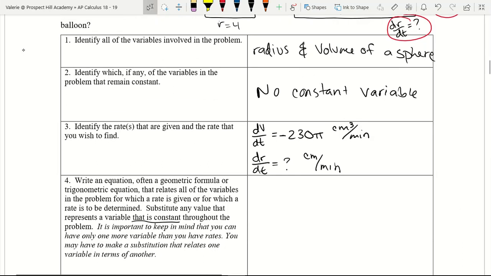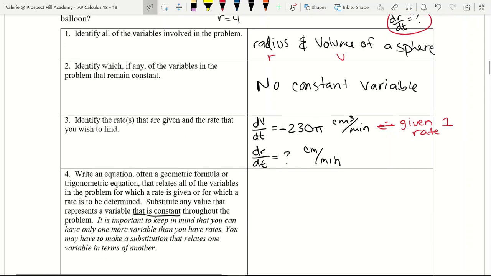So we have two variables. We have r and we have V. And we're given only one rate. So we're given one rate, and we have two variables. So we have one more variable than we do rates, so our situation works out nicely. We know that since we have the volume of a sphere, the equation that we're going to use is V equals 4/3 pi r cubed, right? So two variables and one known rate.